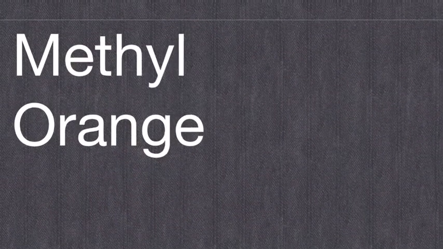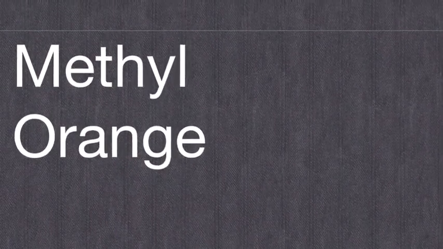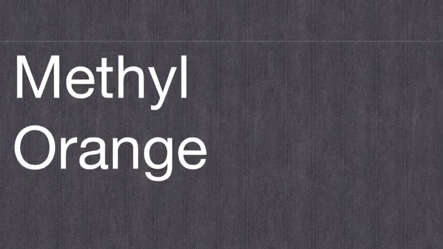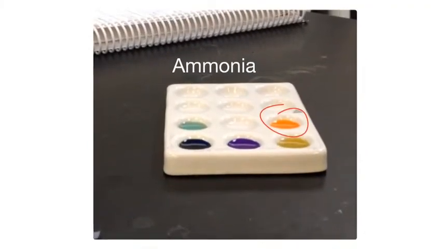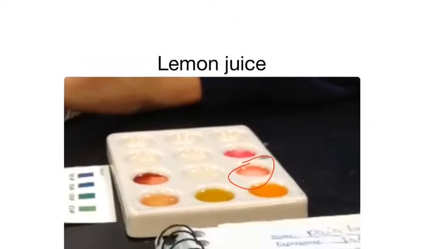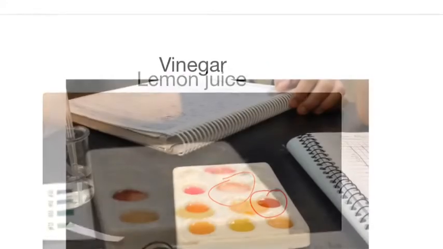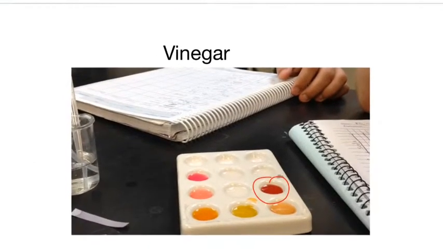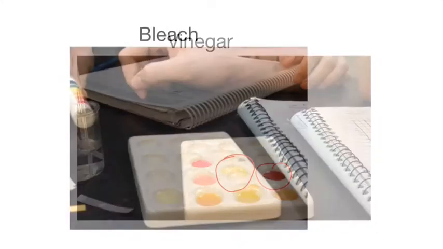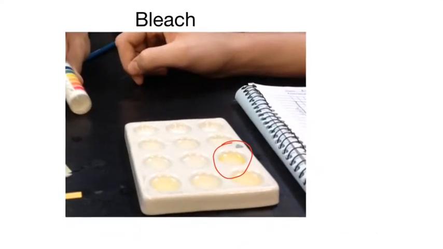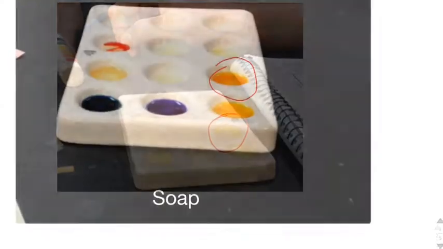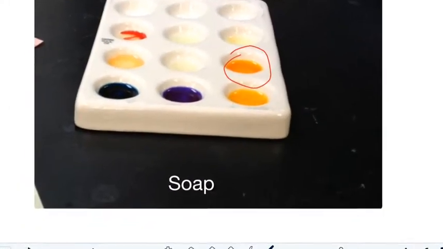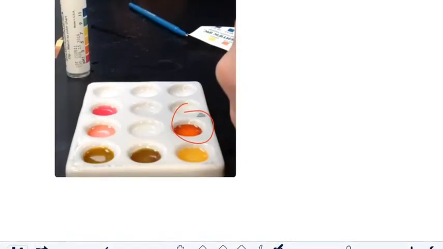Methyl orange at a pH of 3.1 to 4.4 makes acids red and bases orange. Ammonia was turned orange, so it is a base. Lemon juice was turned red, so it is an acid. Vinegar was also turned red, so it is also an acid. Bleach looks clear in the picture, but right when we put it in, it was red, so it is an acid. Soap is a base, it turned orange. Soda was red, so it is an acid.